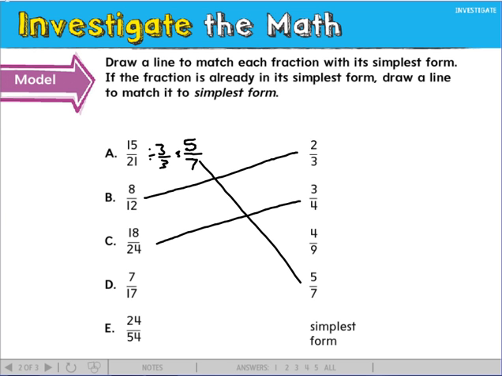D, 7 and 17. Is there a common factor of 7 and 17? No, why not? Well, besides the fact that it just isn't, they're both prime numbers, right?